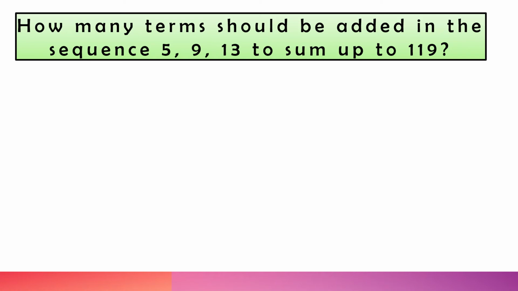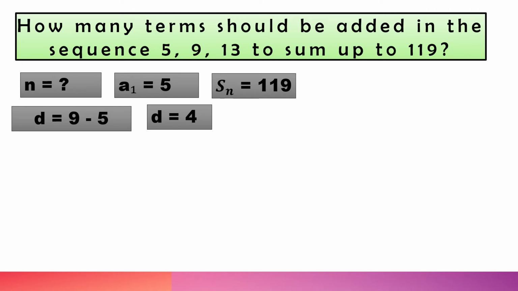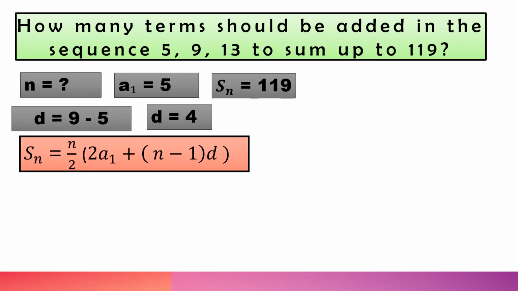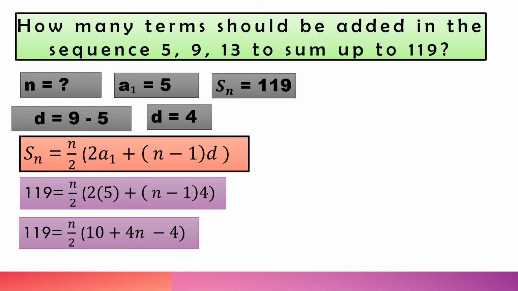How many terms should be added in the sequence 5, 9, 13 to sum up to 119? Identifying the given facts, we will then have a sub 1 equals 5, S sub n is equal to 119, and d is equal to 9 minus 5, which is equal to 4. Using the same formula, substitute the given facts to the formula. We will then have 119 is equal to n over 2 times the quantity 2 times 5 plus quantity n minus 1 times 4. And that is equal to 119 equals n over 2 times 10 plus 4n minus 4.